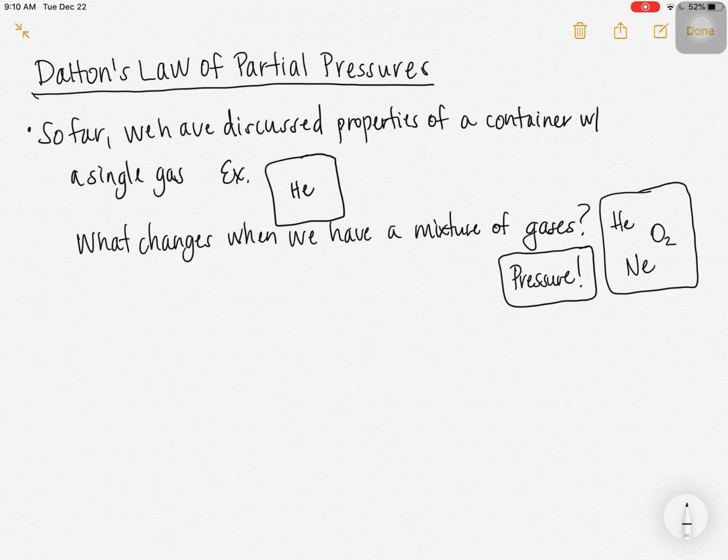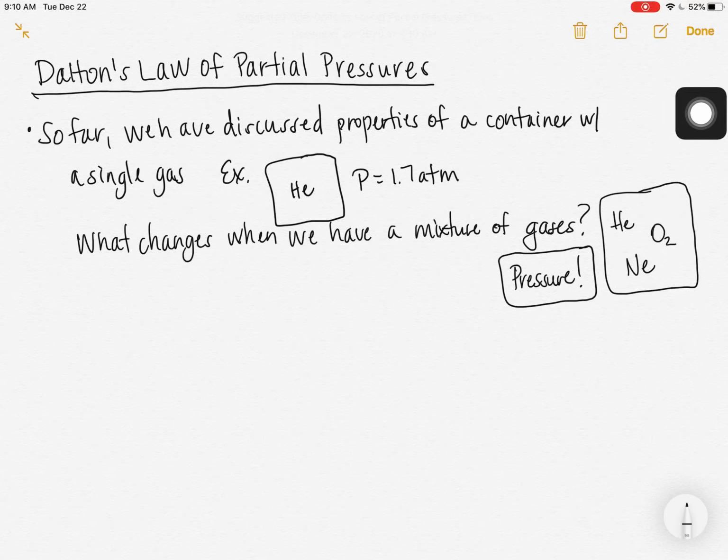Okay, so we have to have a discussion about how the pressure is affected because we now have a mixture of gases. Up in this container, the pressure was all caused by the helium. So when we talked about the pressure, and I'm just going to make something up, we said the pressure was 1.7 atmospheres, let's say. That 1.7 atmospheres was caused by all of the collisions of all of those helium molecules.